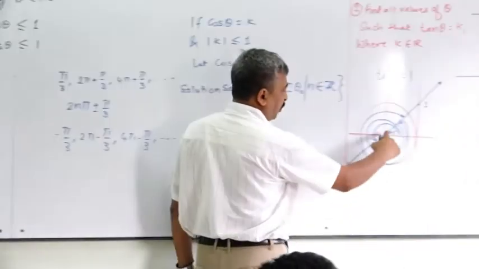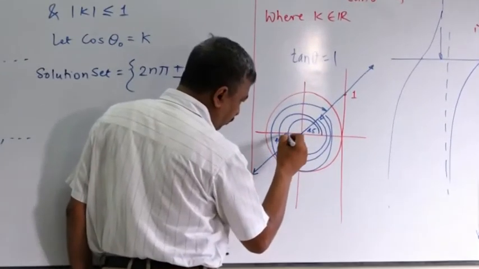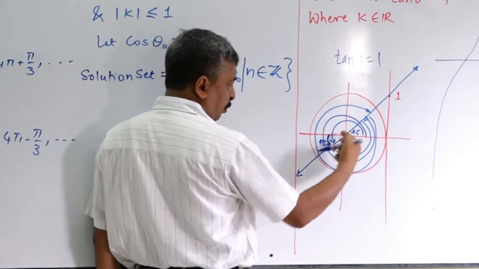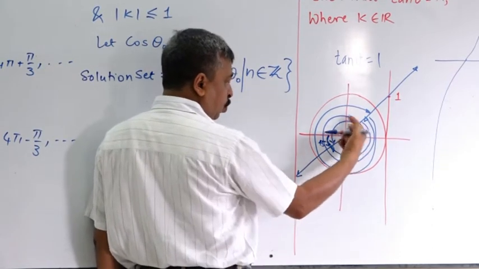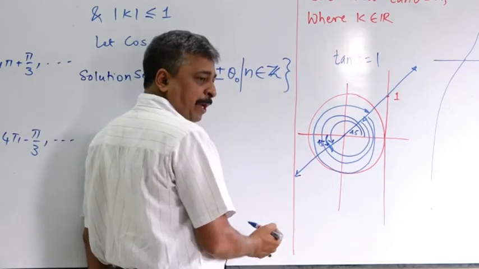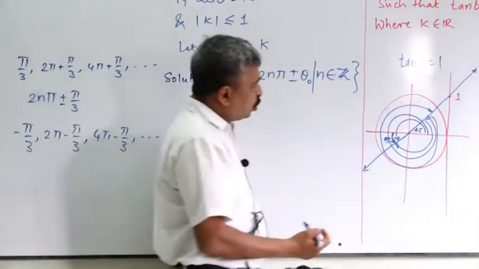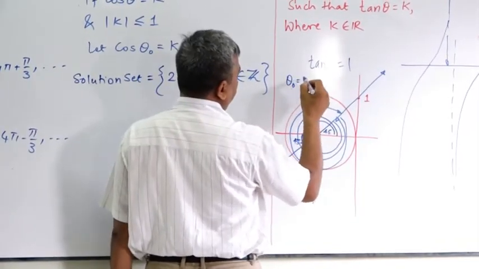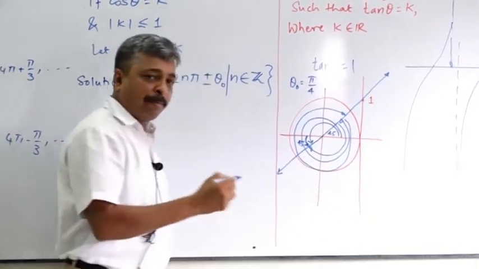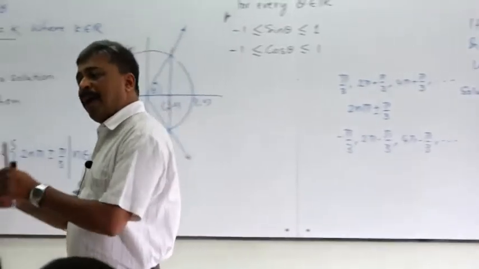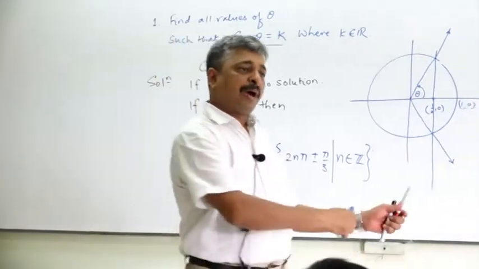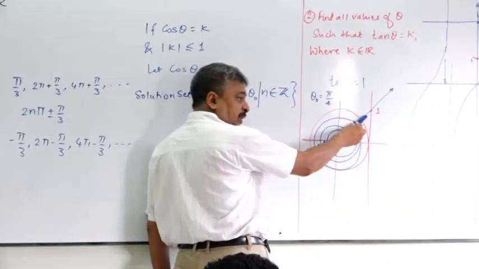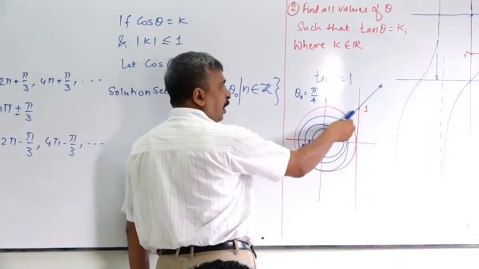If suppose this is 45, then this is also 45. But then how much is it total? This is 45, but if I am considering this ray, it is 180 plus 45, pi plus pi by 4. So all values of theta, suppose here theta naught is equal to pi by 4. Then pi by 4 will give me that value. 2 pi plus pi by 4 also will give me that value. 4 pi plus pi by 4 also will give me that value. But in that case, the terminal ray is here. Which other value of terminal ray will also give me tan theta equal to 1?